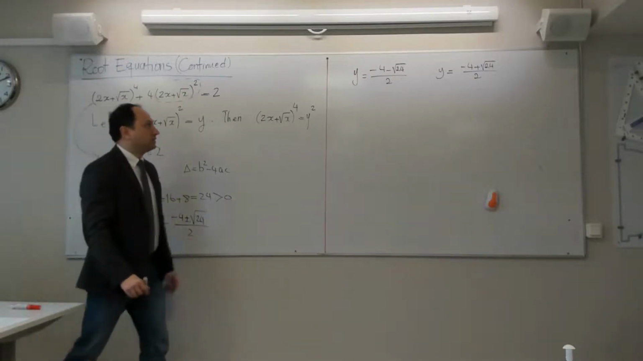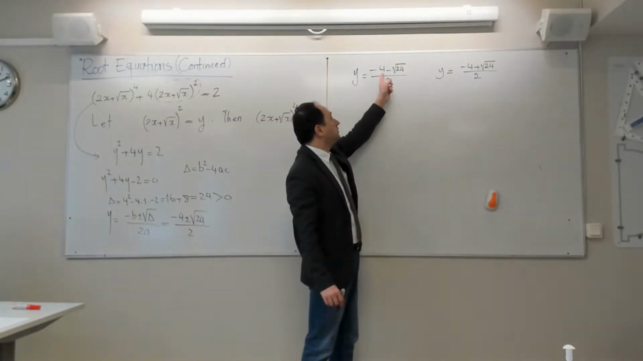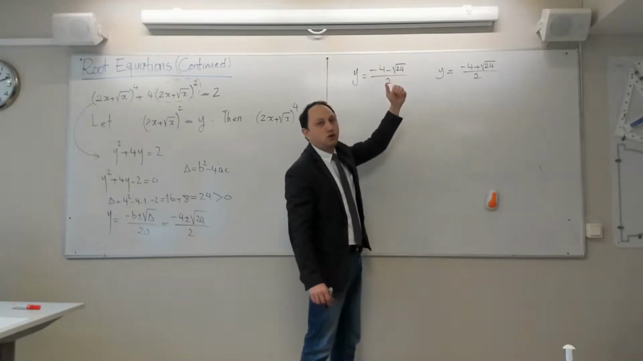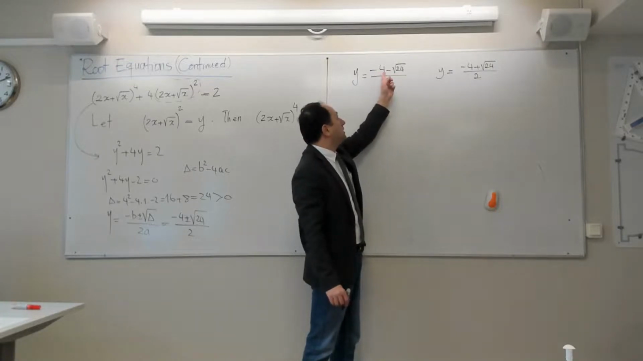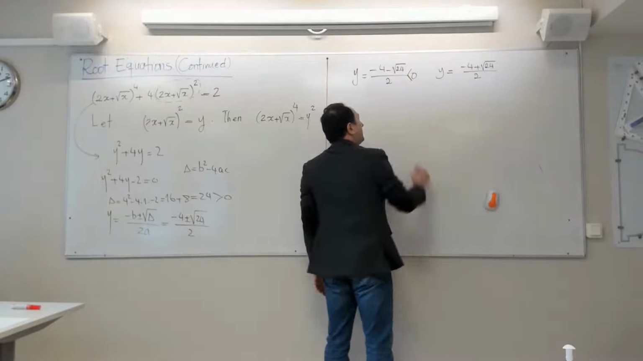No. But this number is definitely negative. Do you agree with me? Minus 4 is negative. The square root of 24, I don't care, it is a little bit smaller than 5. So minus 4 minus a number a little bit smaller than 5 becomes negative. Divided by 2 is negative. So this number is definitely negative.